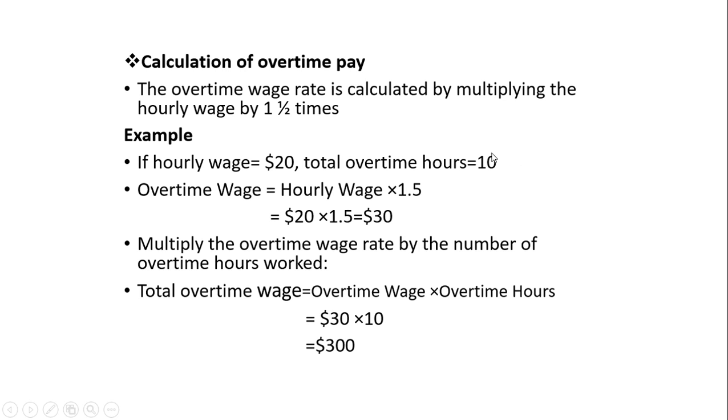But to know how much you are supposed to be paid for the 10 hours you've worked, that is your total overtime wage, you multiply your overtime wage, which you've computed here, by the total overtime hours you worked, that is the 10 hours. So 30 times 10 gives you $300. Normally the overtime wage is higher than what you would have earned on a normal day, because you are being paid 1.5 times your normal rate.